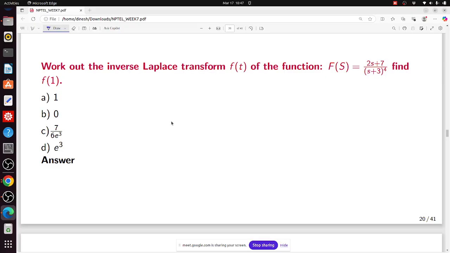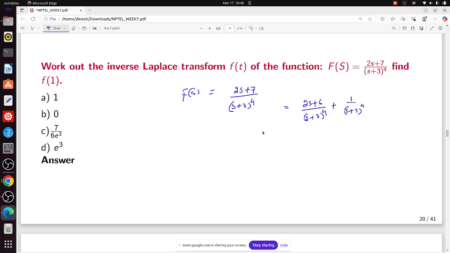So we wish to find the inverse Laplace transform of this function. So let's write out that f of s is (2s plus 7) divided by (s plus 3) to the power 4. So that is equal to (2s plus 6) by (s plus 3) to the power 4 plus 1 by (s plus 3) to the power 4.